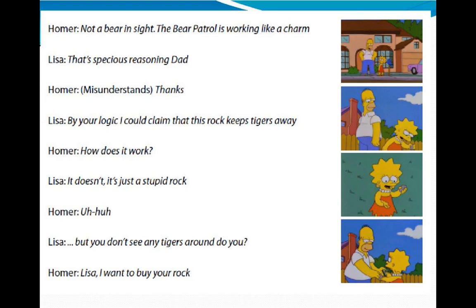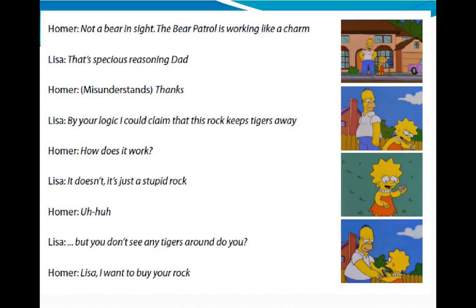Homer comes out of the house, and he's all proud, and he says, there's not a bear in sight. The bear patrol is working like a charm. Lisa, a very bright young child, says, that's specious reasoning, Dad. Homer, who does not know what specious means, says, thanks. Lisa says, by our logic, I could claim that this rock keeps tigers away. Homer asks, how does it work? Lisa says, it doesn't. It's just a stupid rock. And Homer says, uh-huh. Lisa says, but you don't see any tigers around, do you? Homer says, Lisa, I want to buy a rock.